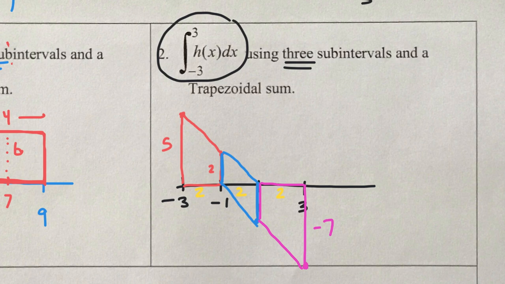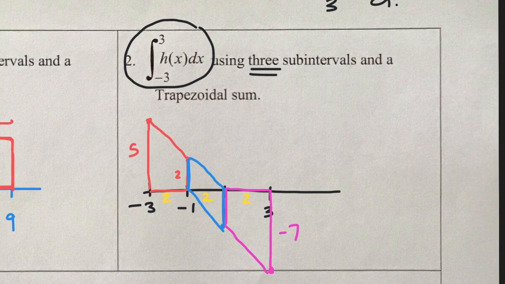Okay, so we're going to find the area of each of these trapezoids and then add them together to get the area under the curve. So let's look at the red trapezoid first. The area of a trapezoid is 1/2 the sum of the bases. Now remember, your bases in this case are your y values because these are the parallel sides. So we have a y value of 5 and a y value of 2. Your parallel sides are the bases.